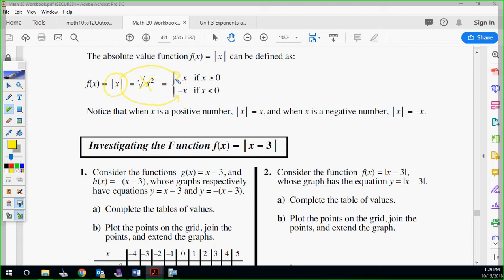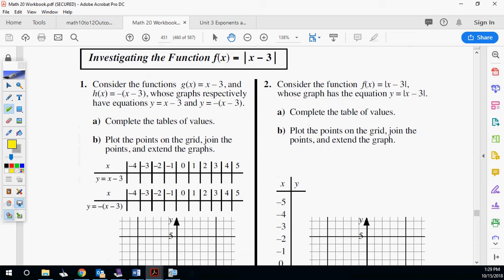Absolute value of 3 is just 3. Absolute value of negative 3 is 3. That's what you need. Right. X is what we're absolute valuing. Yeah. So here, now let's look at x minus 3 absolute valued.